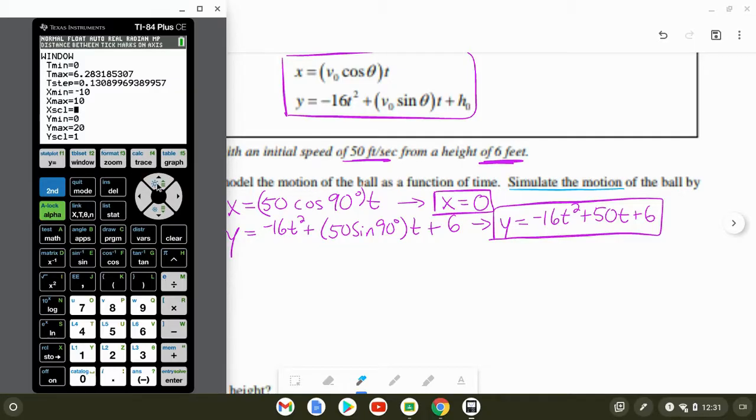And then the horizontal distance, because he's throwing it straight up, we don't care about the horizontal distance. So we can either leave it at negative 10 to 10, or I'm going to even zoom in a little bit because there's no reason to have it that wide. So again, we're looking 5 feet left and right from the ground, 0 up to 20 feet high, and we'll kind of try to get a visual of what's going on there.